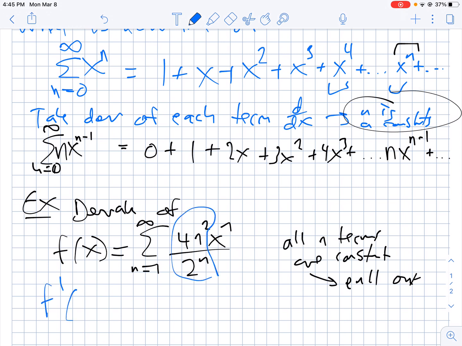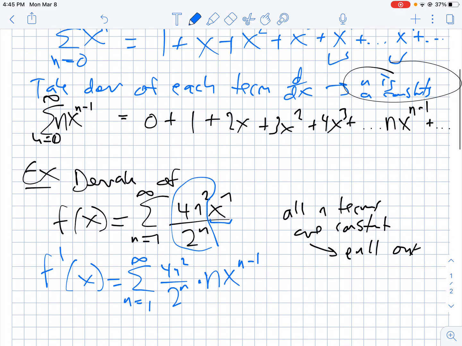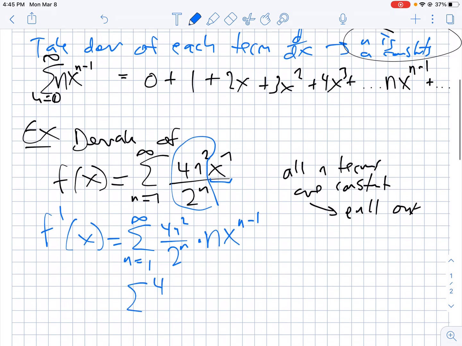So you can treat all of these guys right here as a constant and just take the derivative of x to the n. So when we take the derivative of this, you still have the sum 1 to infinity. You still have a 4n squared over 2 to the n, but now you multiply by nx to the n minus 1, the derivative of x to the n. If you want to get cute, you could combine that into 4n cubed over 2 to the n times x to the n minus 1, but it doesn't matter. Nothing else changes. The bounds of the series don't change. The constants don't change. You just take the derivative of that x to the n part.